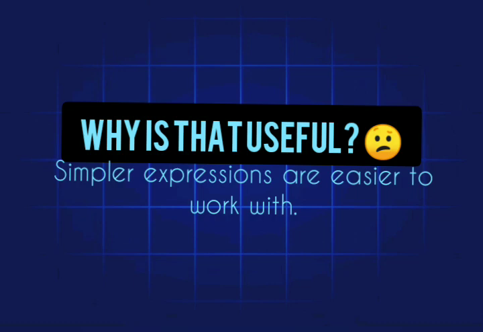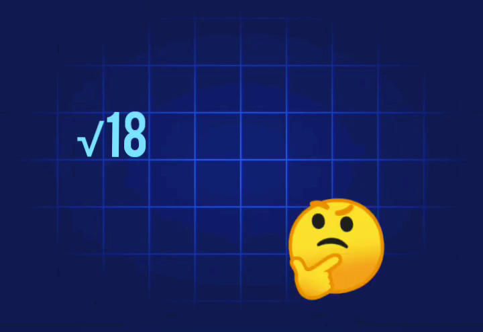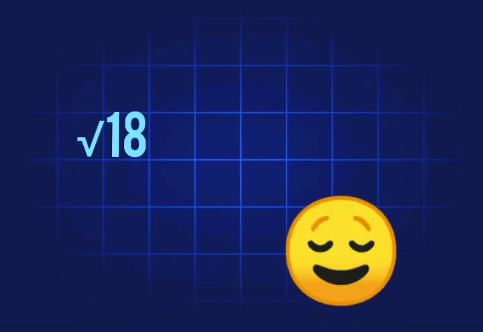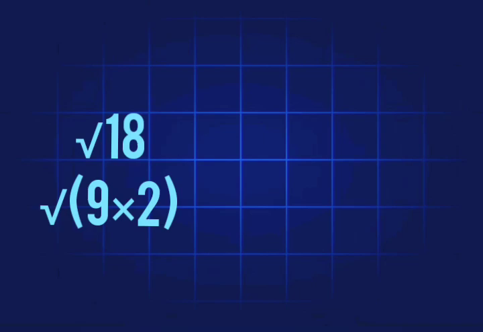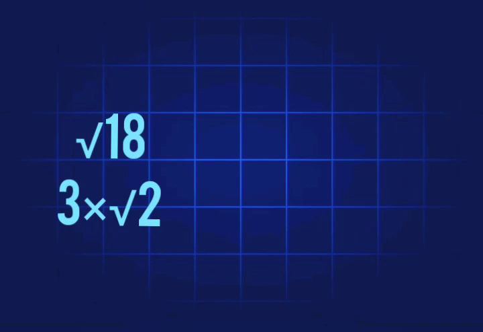Let's try another one. Suppose we have the square root of 18. Can 18 be broken down into a perfect square multiplied by another number? Yes, of course it can. 18 can be written as 9 multiplied by 2. The square root of 9 is 3. So the square root of 18 is 3 times the root of 2.